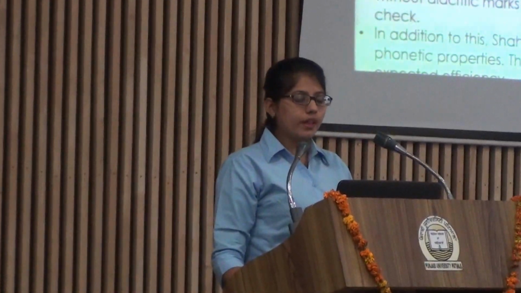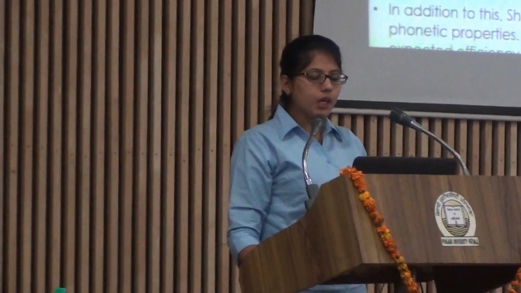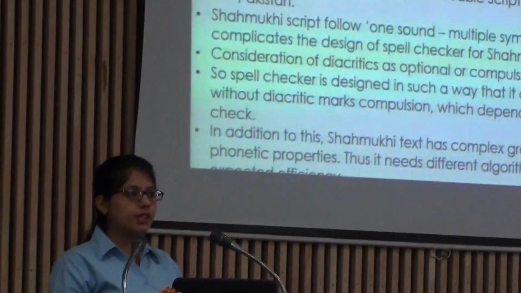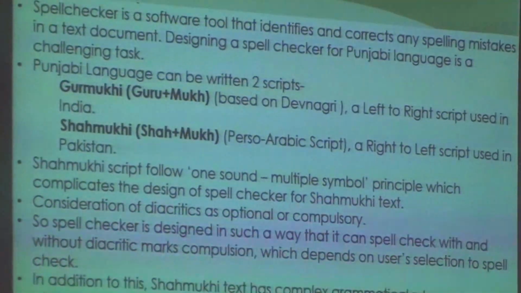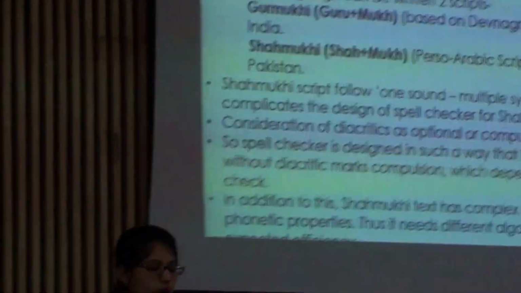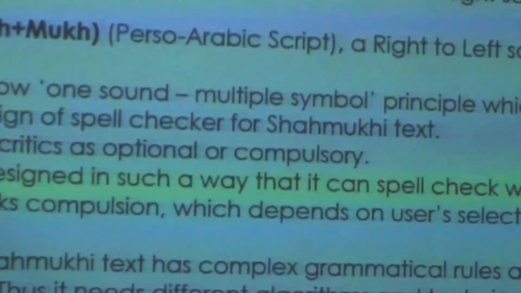The Shahmukhi script follows a one sound, multiple symbols approach, and that's why it's a very tedious task to design a spell-checker for the Shahmukhi language. In Shahmukhi, diacritics are optional, so we have to design the spell-checker in such a way that it will spell-check with and without diacritic marks.